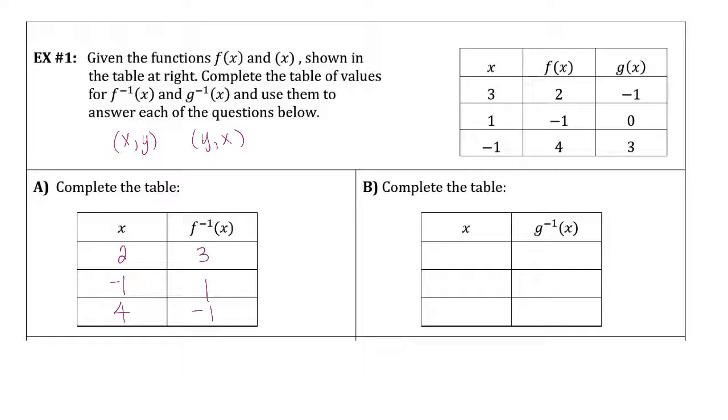And completing the chart for g and g inverse, it's the same process. So if x is negative 1, then g inverse is 3. And then we would have 0, 1, and then 3, negative 1.